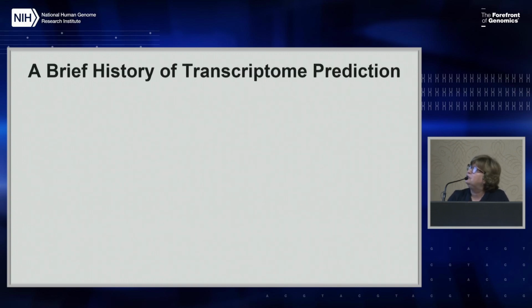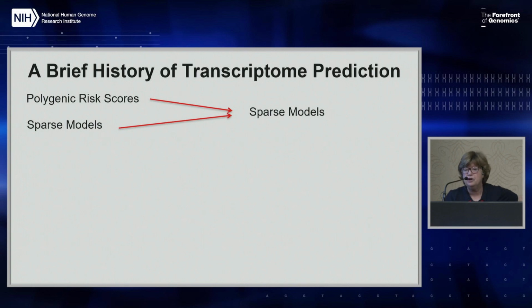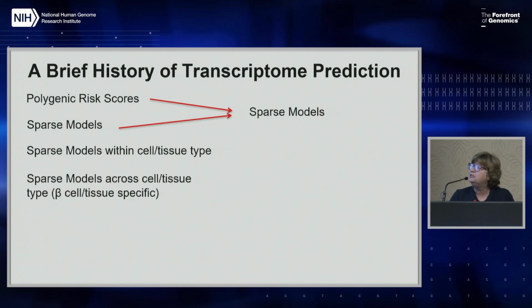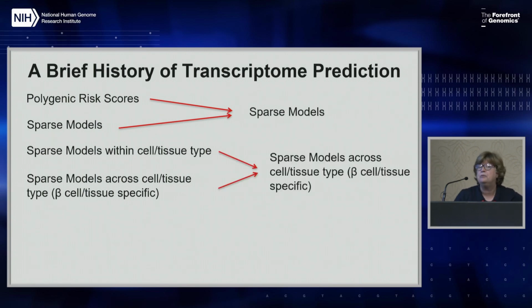And so, a brief history of how transcriptomes have been genetically predicted. So, the polygenic risk scores versus sparser models. Sparser models were definitely shown early on to have much better quality prediction. But the first sparse models were all built within individual tissue types or cell types. And a recent approach from Hongyu Zhao and colleagues at Yale, a very nice paper, showed that if you borrow strength across all the tissues in GTEx, by assuming that the effect size for a given SNP across tissues is independent, so the beta for the effect size is cell or tissue specific, you actually do get a better prediction than if you build the model separately in each of the tissues.